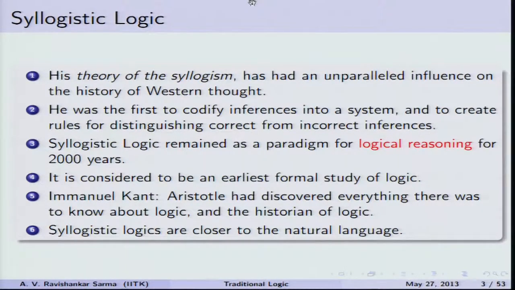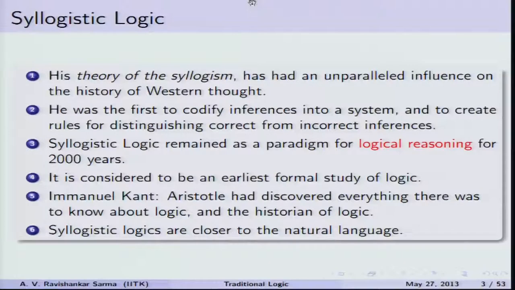For example, if you say all men are mortal, Socrates is man, Socrates is mortal, that is a valid kind of inference. On the other hand, if you say all men are mortal, Socrates is man, Socrates is not mortal, that is an invalid argument because the conclusion doesn't follow from the premises. So how do we distinguish the first argument from the second? Aristotle, in his theory of syllogism, could codify inferences into a system and create rules for distinguishing correct from incorrect inferences.